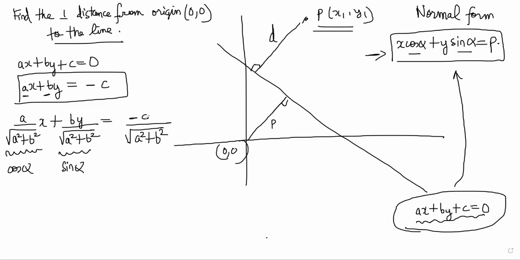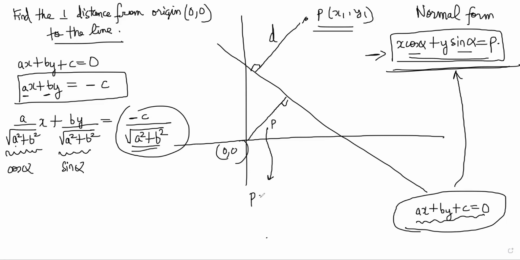So now it fits perfectly the formula that we had earlier, right? Normal form. We have x cos alpha and y sin alpha is equal to something, right? So the length of this perpendicular is coming out to be, from this form we know, length of perpendicular must be minus c by root over a square plus b square, right?